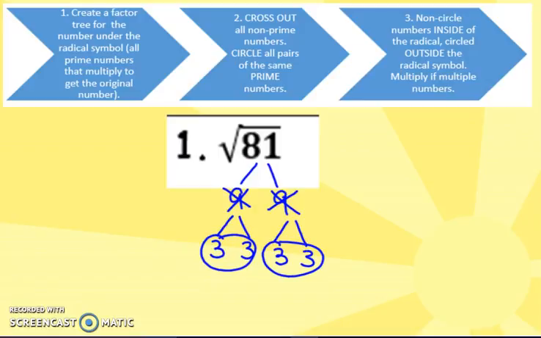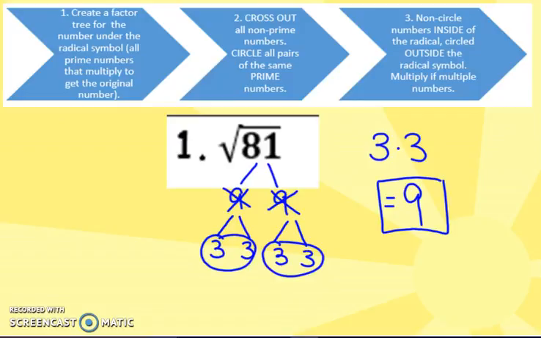Now, all numbers not circled go inside, and all numbers circled go outside. In this case, I don't have anything not circled, so I don't need anything underneath the radical symbol. And I have two sets of pairs circled, so I'm going to multiply them. In this case, 3 times 3 is 9, and that's your final answer. And yes, I know it's basic. I know you know the square root of 81. But we wanted to start with an example you know to prove that this is going to work, even for those perfect squares if you forget them.